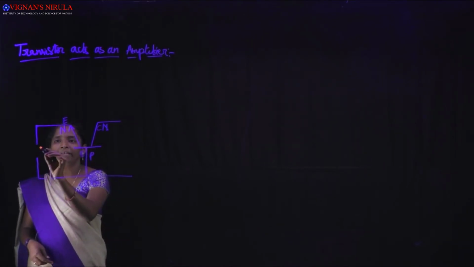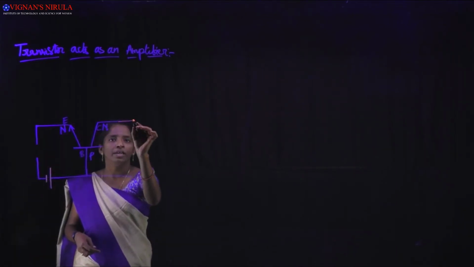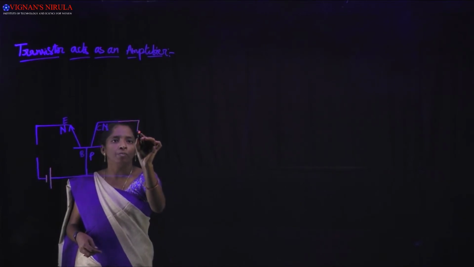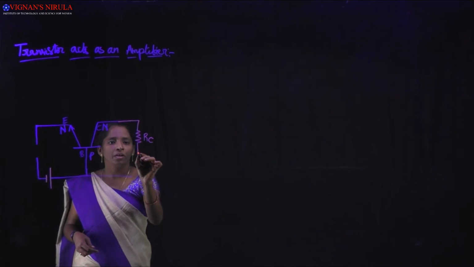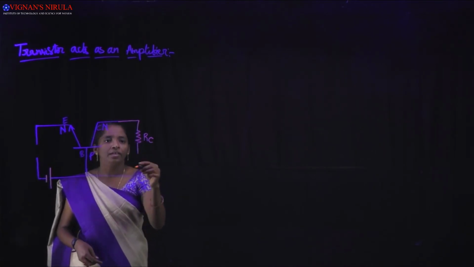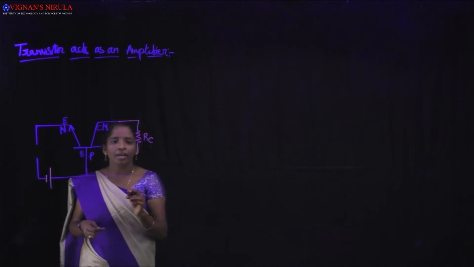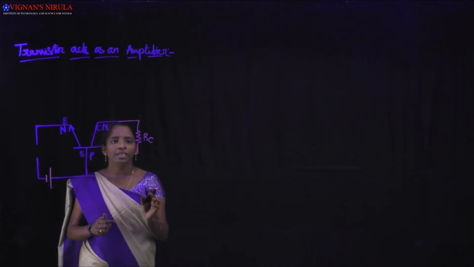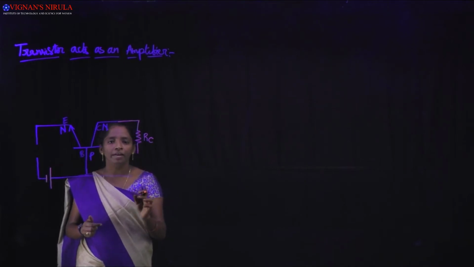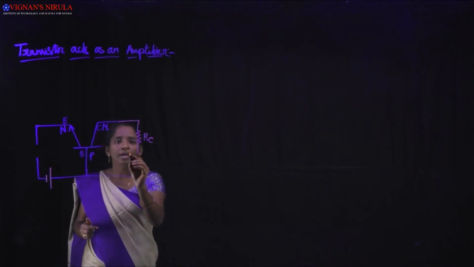Here I am applying the signal, and at the output side, to take the output, I am connecting one resistor, represented with RC, the load resistor. Now I should provide reverse bias at the collector junction. We know the transistor operates in the active region when the emitter base junction is forward biased and the collector base junction is reverse biased.